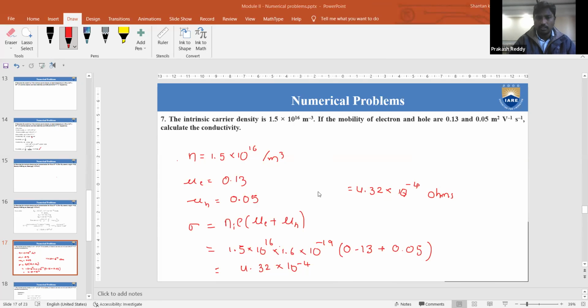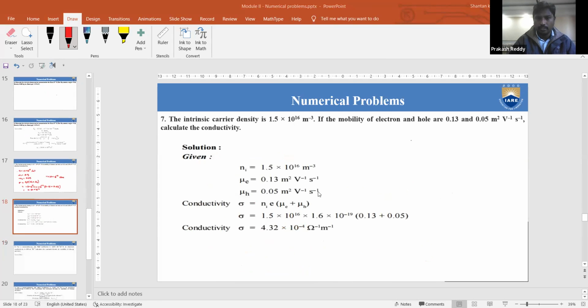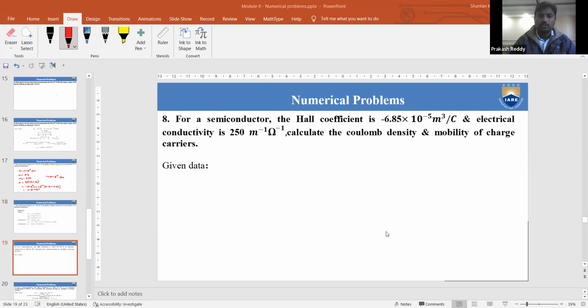So this is the 7th one, and coming to the 8th one. The answer is 4.32 into 10 power minus 4 ohm meter. For the 8th one, for a semiconductor, the Hall coefficient is minus 6.85 into 10 power minus 5 meter cube per coulomb, and the electrical conductivity is 250 ohm meter. Calculate the charge density and mobility of charge carriers.